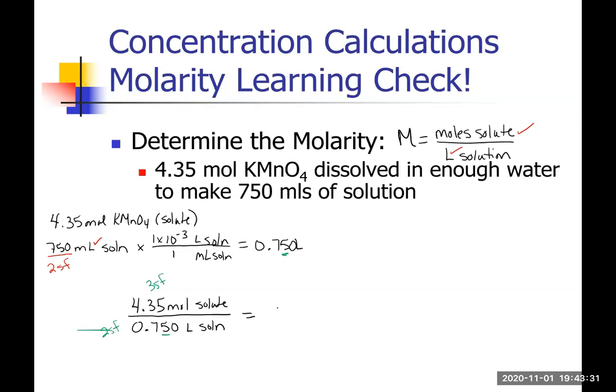So I get 5.80 moles per liter, but I know that it has to be 5.8. So my molarity is 5.8.